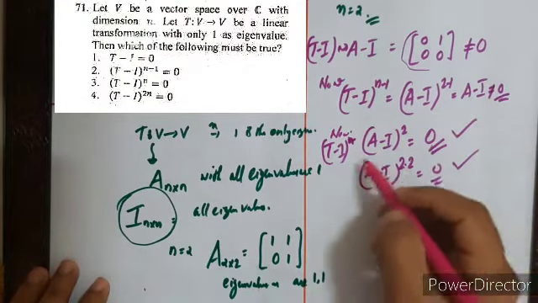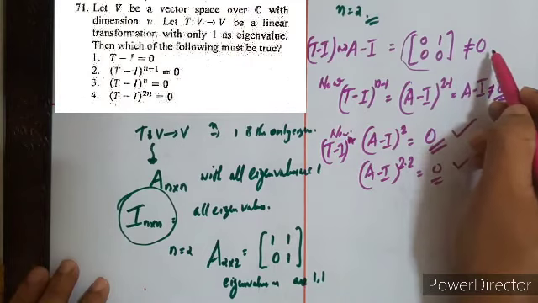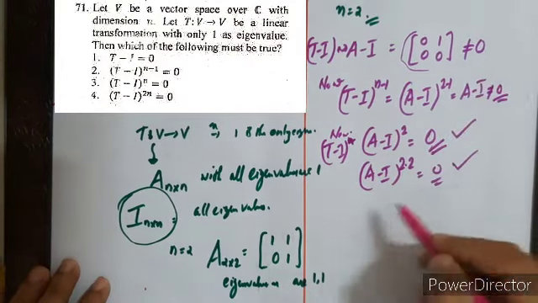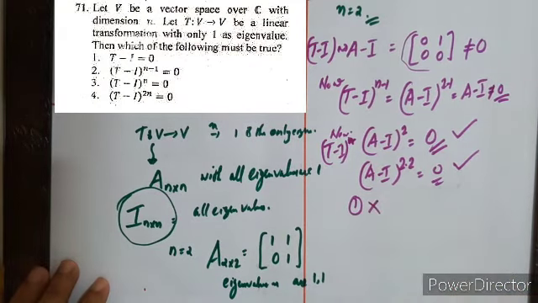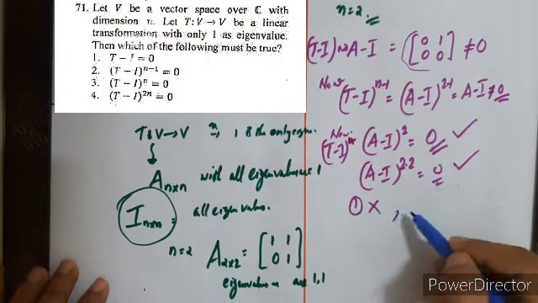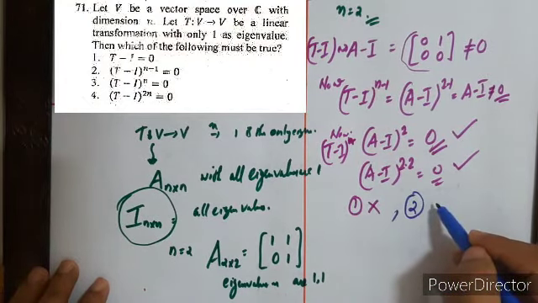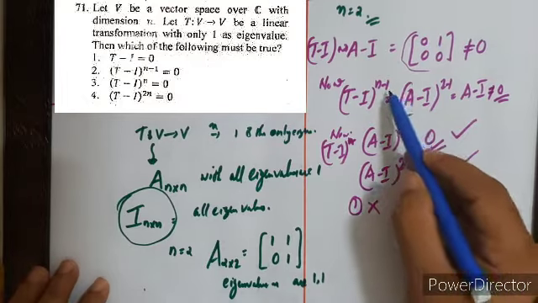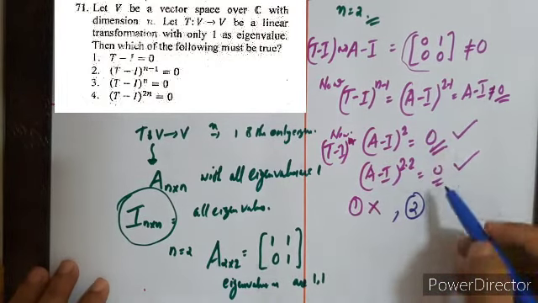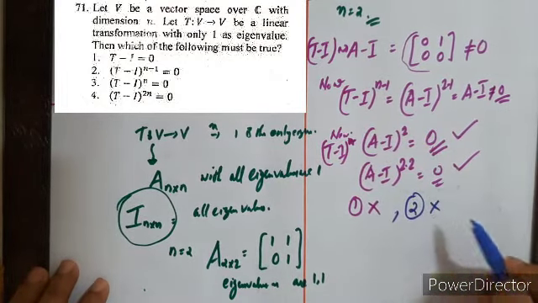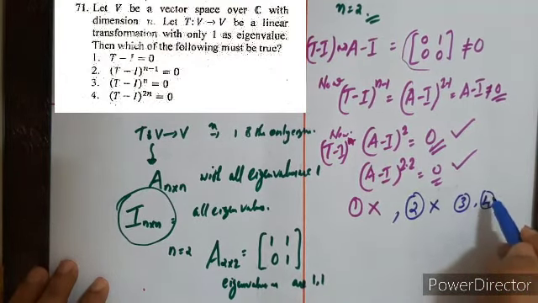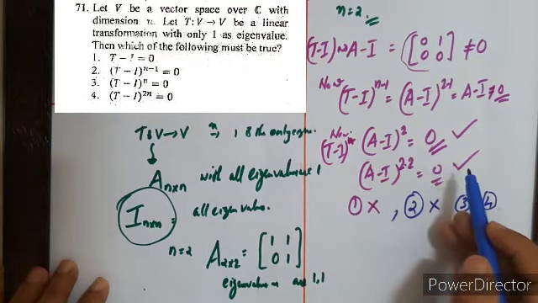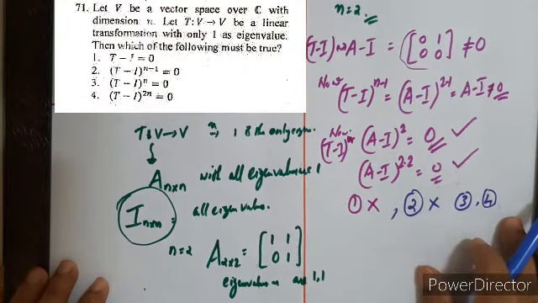So from here, what about the options? Option 1 is T minus I equal to 0, that means A minus I equal to 0. That is false. And option 2 is (T minus I) raised to n minus 1, that is not equal to 0, so the second option is also false. And what about 3 and 4? From the example it is true, but how to conclude that?